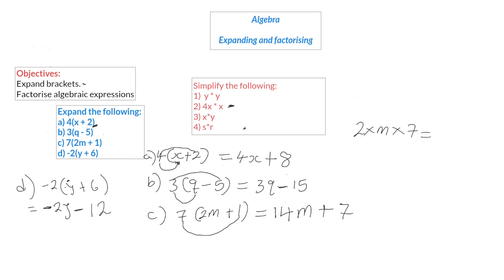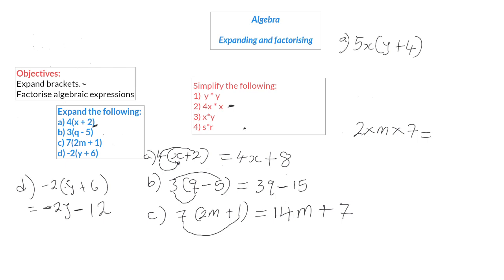Now, finally, I'm going to leave you with 2 questions for you to solve on your own. I'll put it over here. Can you expand 5x into bracket y plus 4?